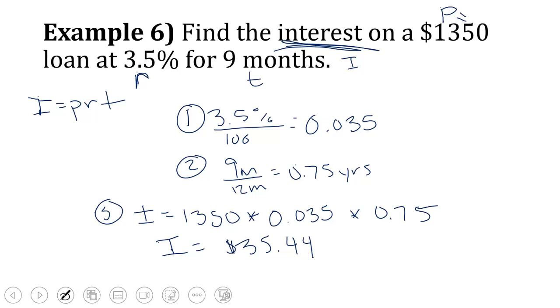$35.44. So that's saying if we borrowed $1,350 at 3.5% and we'll pay it back in 9 months, we're paying an additional $35.44 for letting us borrow that money.